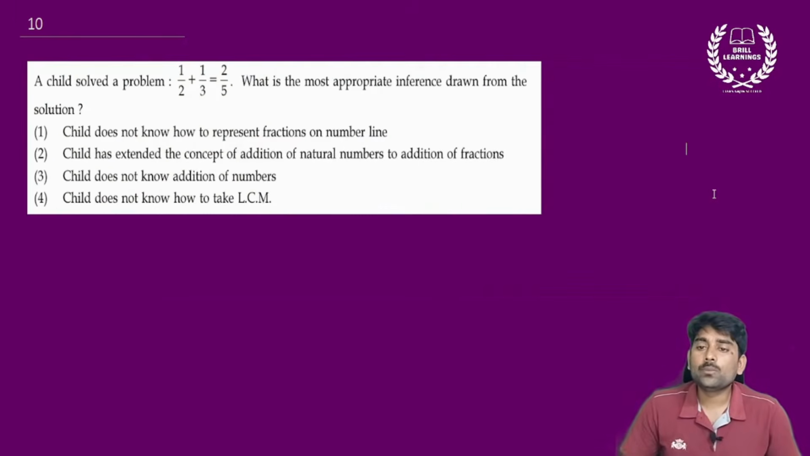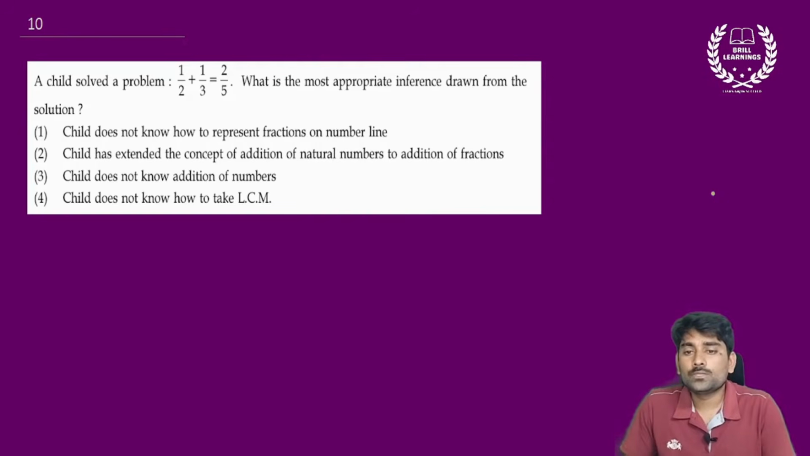A child solved a problem: 1 by 2 plus 1 by 3 equals 2 by 5. What is the most appropriate inference drawn from the solution? First one, the child doesn't know how to represent a fraction on the number line. This option is wrong. Why? Nothing to do with the representation of fractions on the number line here. Second one, the child has extended the concept of addition of natural numbers to the addition of fractions. This is the most appropriate here.